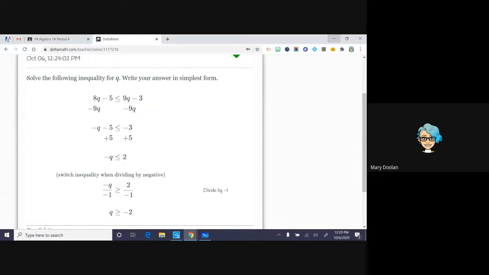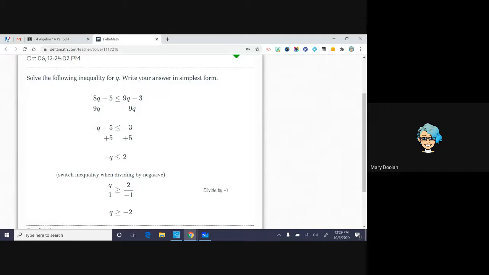So they did theirs a little bit differently. They are showing the steps for subtracting 9q from both sides, which gives you negative q minus 5 is less than or equal to negative 3. They added 5 to both sides. So they ended up with negative q is less than or equal to 2. And then they divided both sides by negative 1. And then they got q is greater than or equal to negative 2.